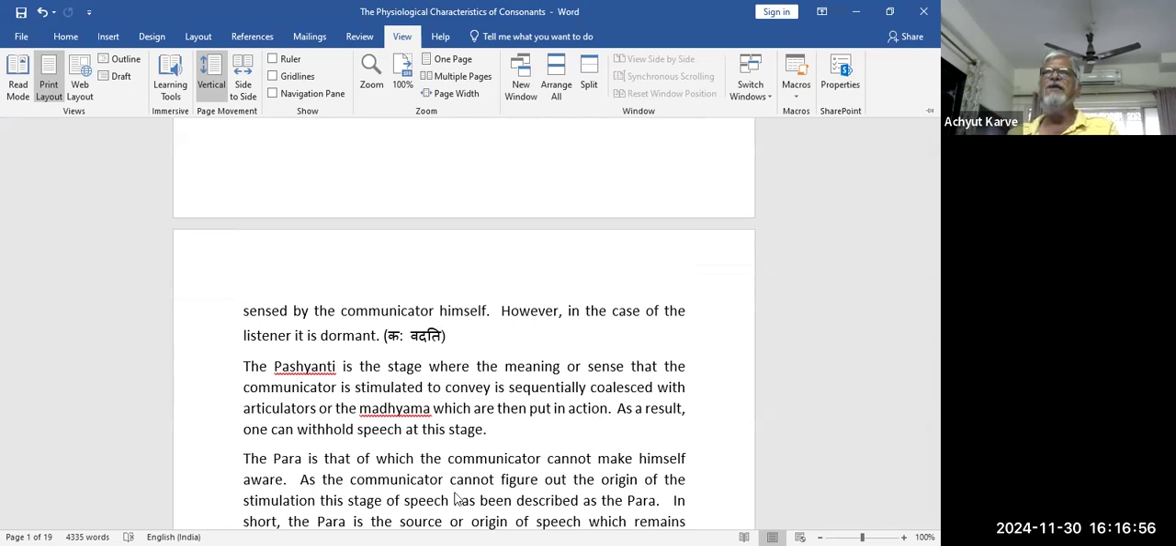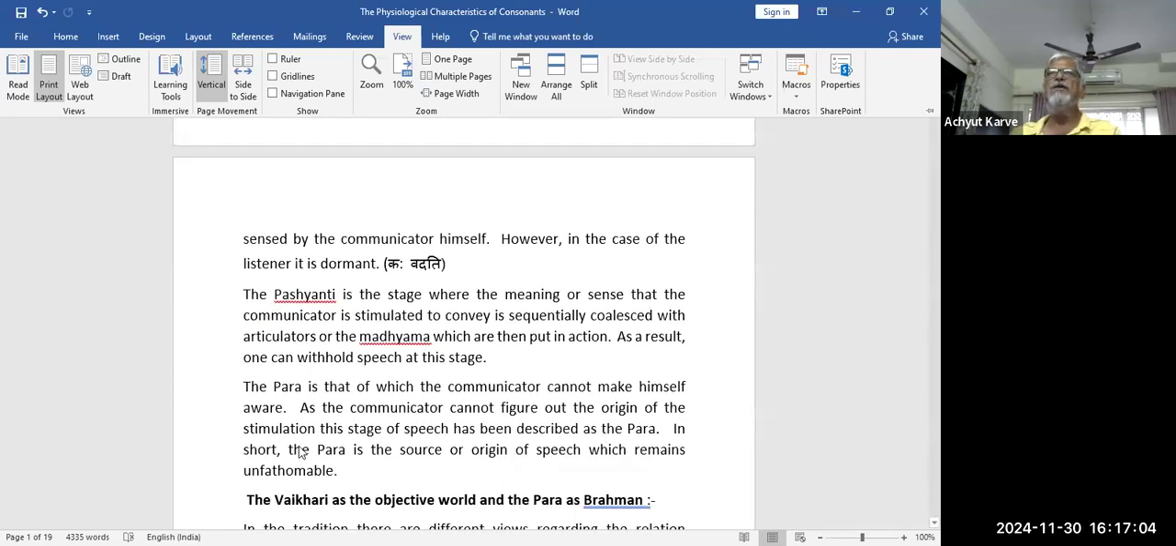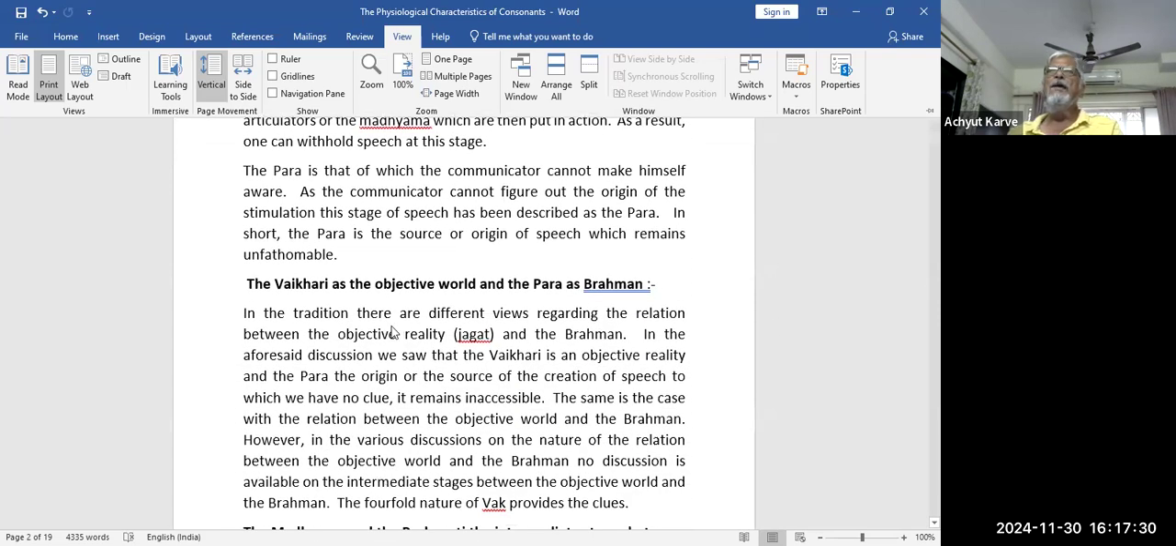The Para is that of which the communicator cannot make himself aware. As the communicator cannot figure out the origin of the stimulation, this stage of speech has been described as the Para. It is beyond Pashyanti and we cannot make any sense out of it. We cannot investigate it. We cannot know its nature. In short, the Para is the source or origin of speech, which remains unfathomable, and therefore it is called Para. The Vaikhari is the objective world and the Para is the Brahman.